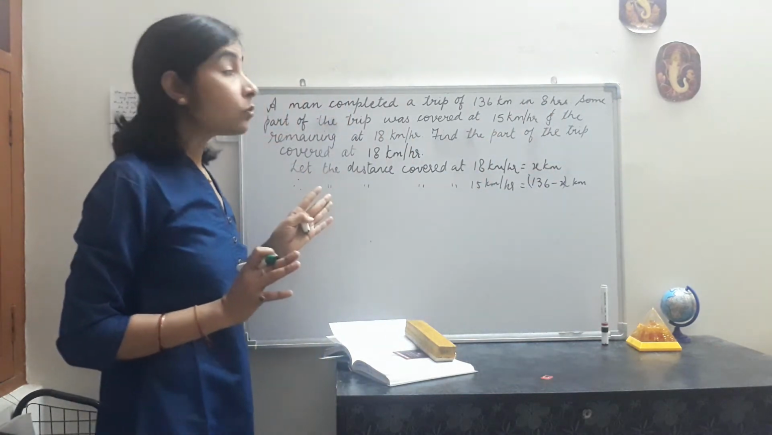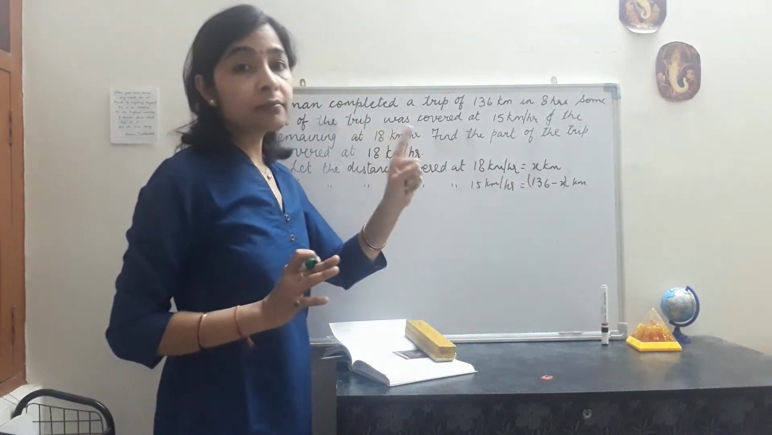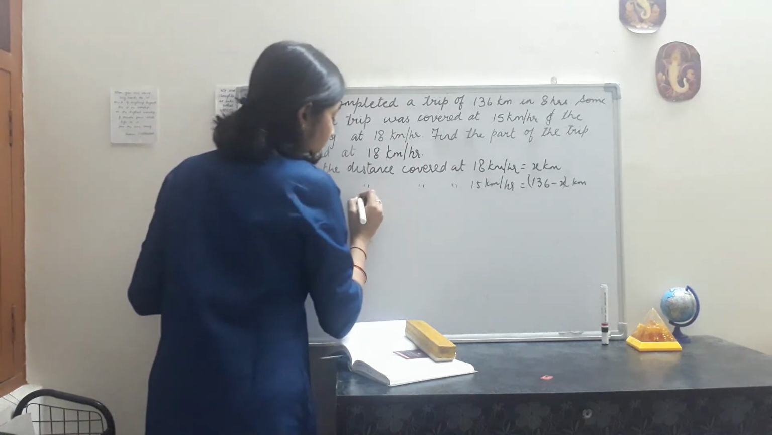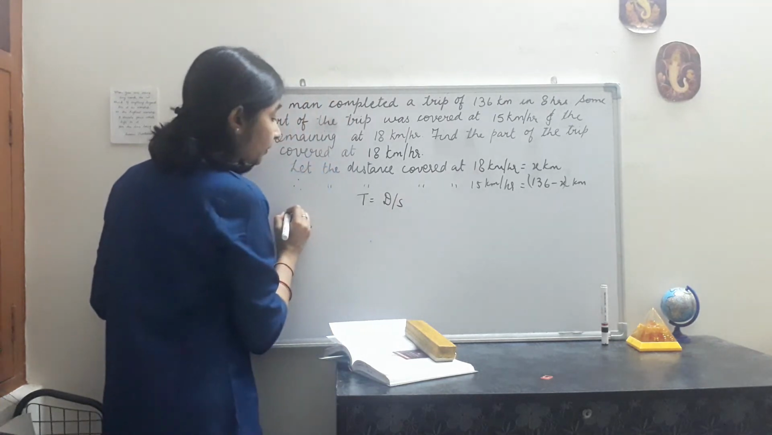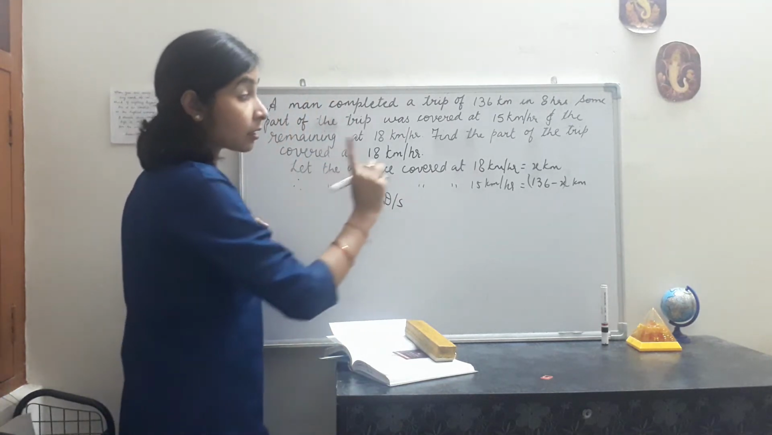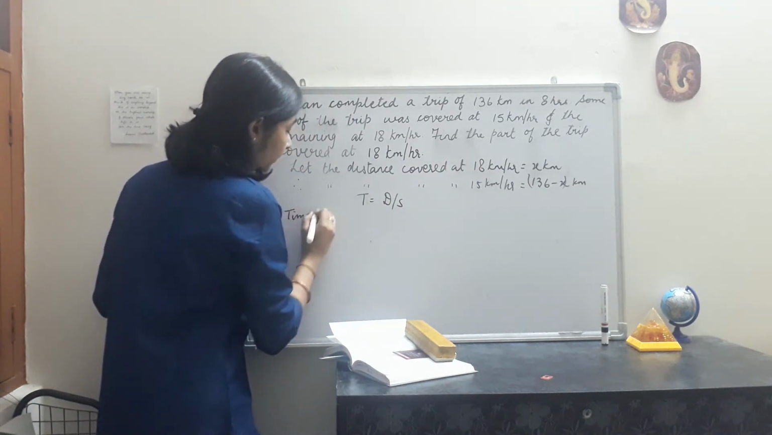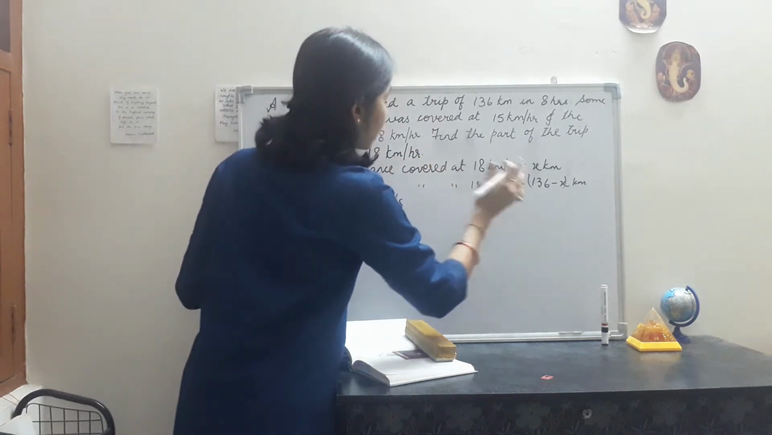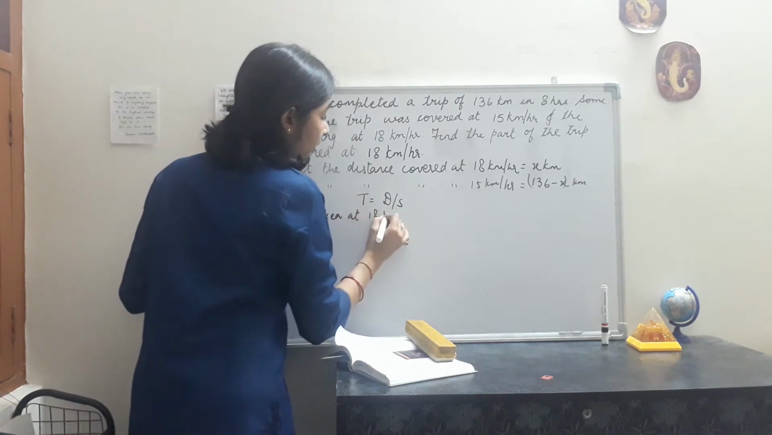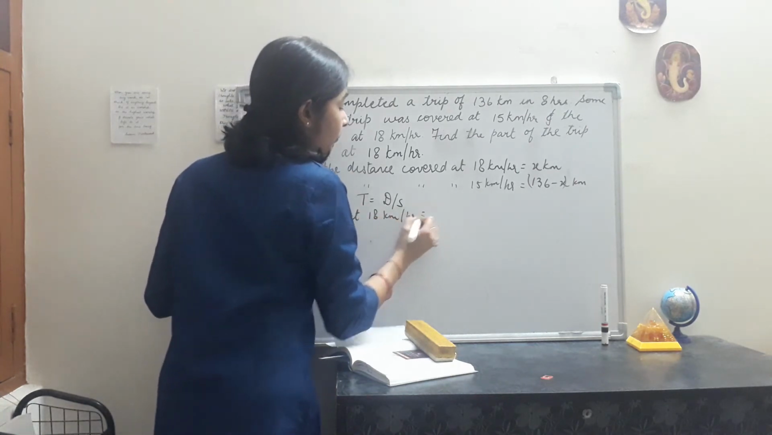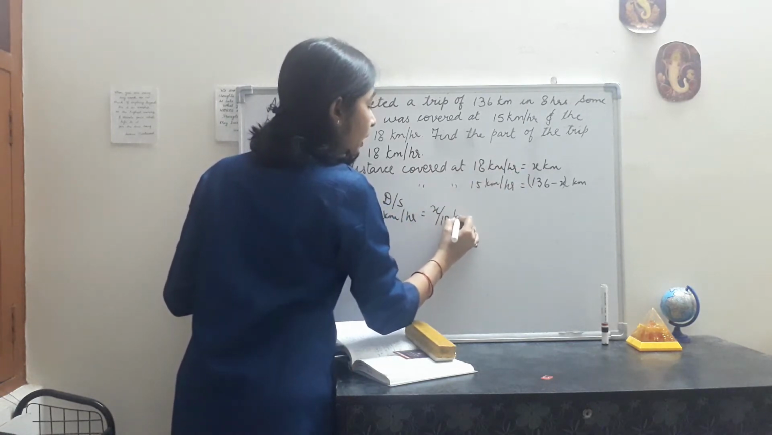So what will we do? We will form the equation taking time is equal to distance upon speed. What do we get? Time taken at the first speed, that is time taken at 18 km per hour, is equal to, what is the distance we have supposed? x kilometers. So x upon 18 hours.